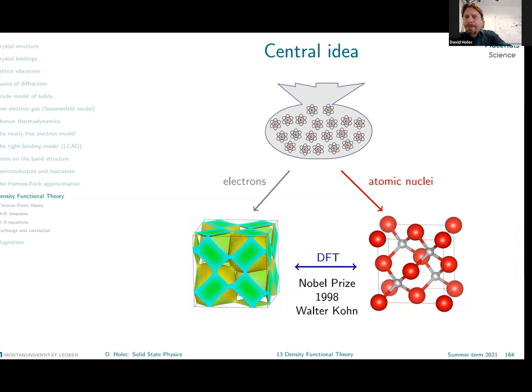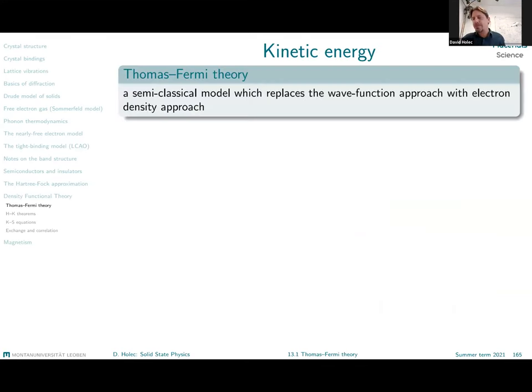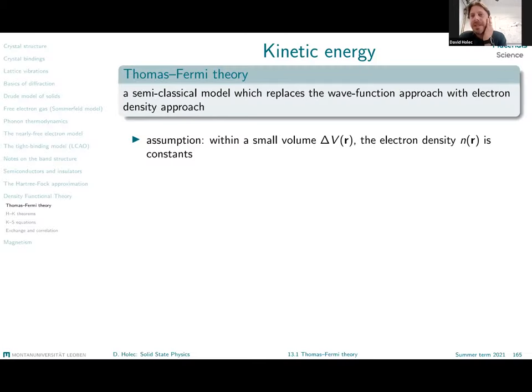So, before we come to the modern DFT, let us examine the path to it. The original theory, which actually went in this direction, was a semi-classical model by Thomas and Fermi, in which they already proposed to replace the wave function formalism with electron density. And we have in principle all the tools to do that as well. We just need to remember some of the results from the free electron theory.